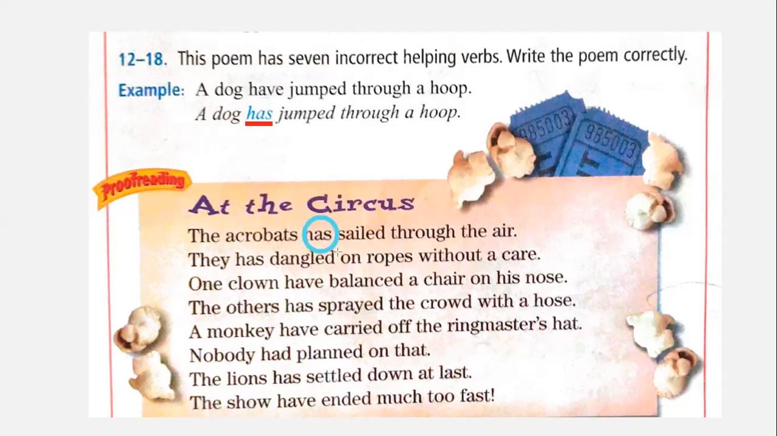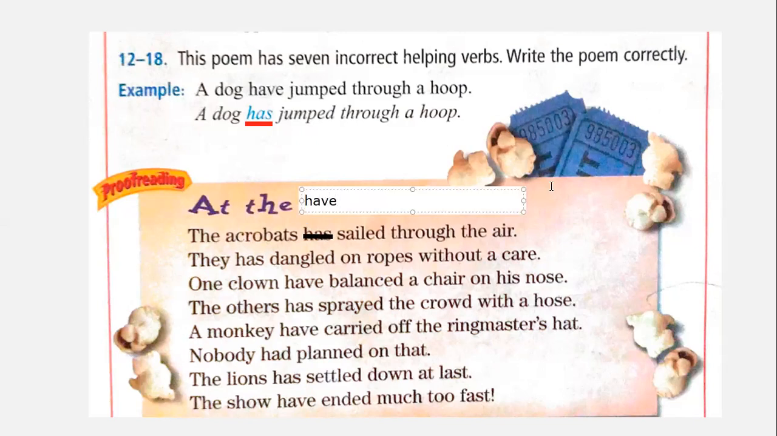Has is incorrect. As a matter of fact, let's do this. Let's just sort of cross it out. So has, we cross it out. And what should be the helping verb that we use for this first sentence?